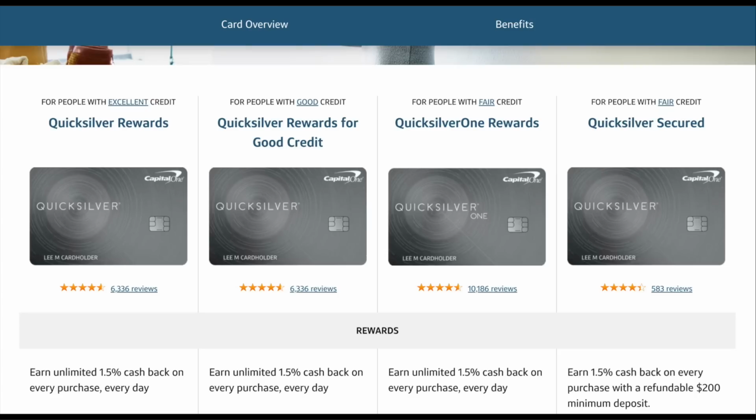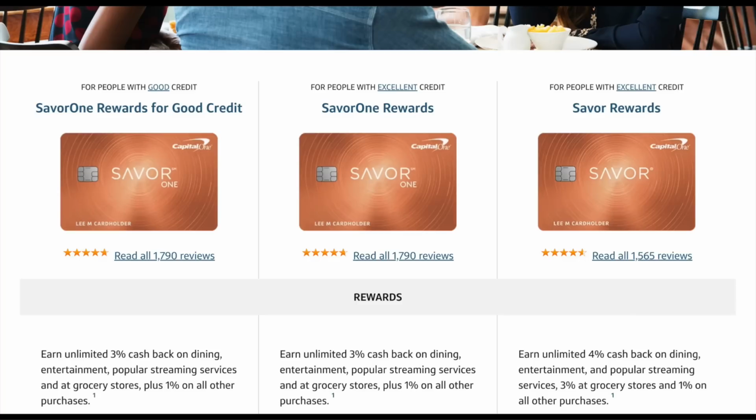And here's an example of all the Capital One Quicksilver cards. From the left to the right, we have people with excellent credit, then people with good credit, and then fair credit, and then another fair credit. The last one is secured while the one before that, the third one, is not. Then for the Saver One rewards, we have 3 versions here. For good credit, excellent, and excellent. 2 are Saver One.